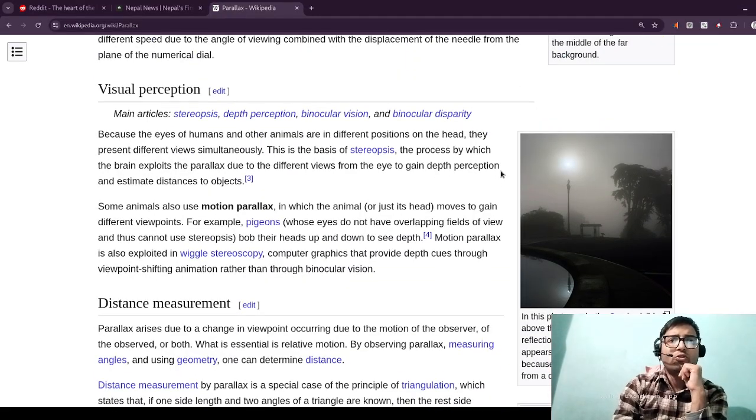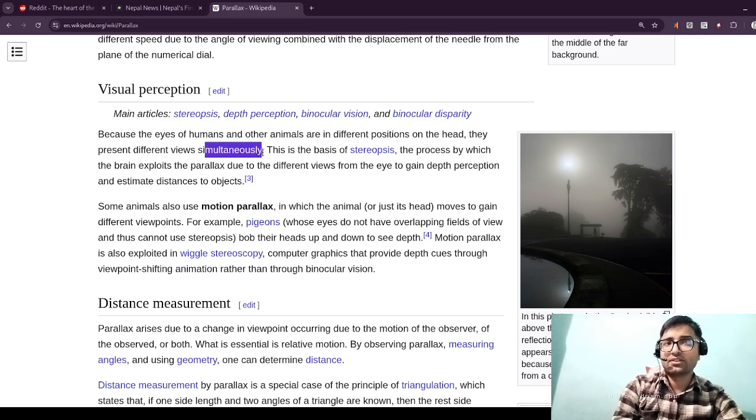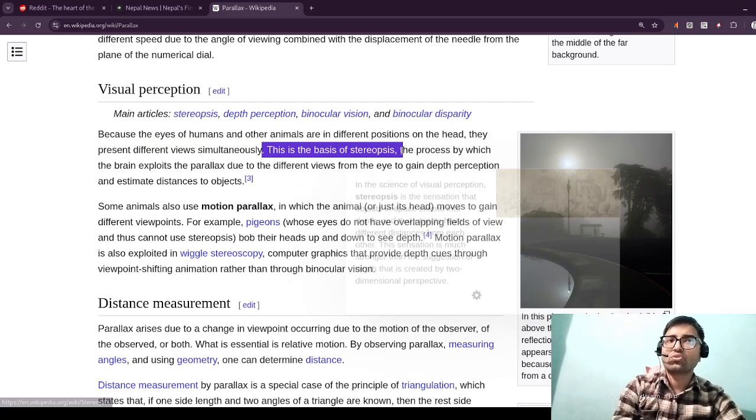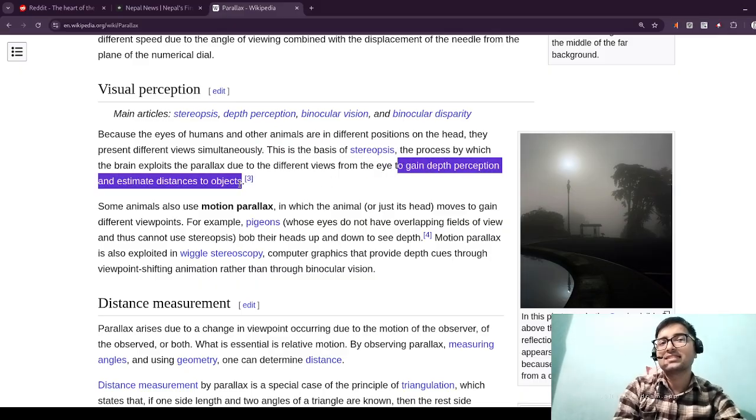Because the eyes of humans and other animals are in different positions of the head, they present different views simultaneously. This is the basis of stereopsis, the process by which the brain exploits the parallax due to the different views from the eyes to get depth perception: how far the object is from the observer, to estimate the distance to the object.